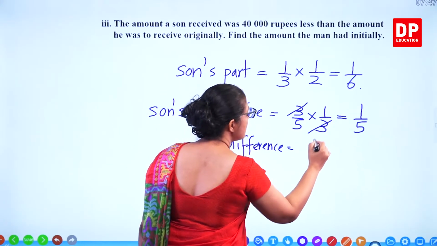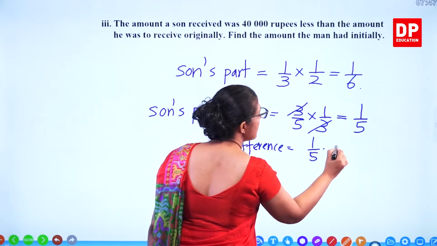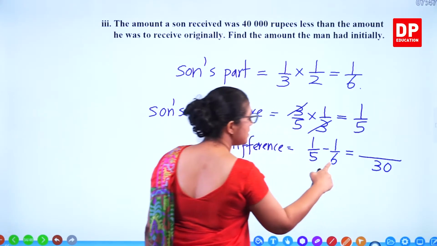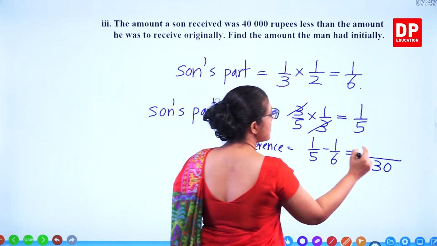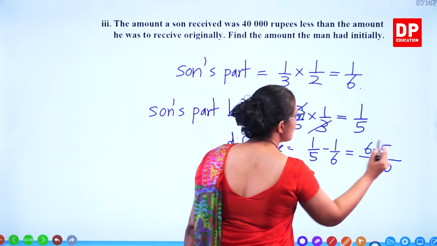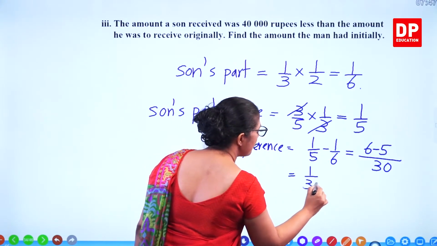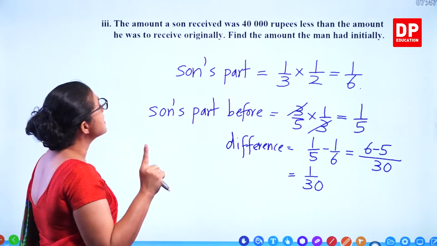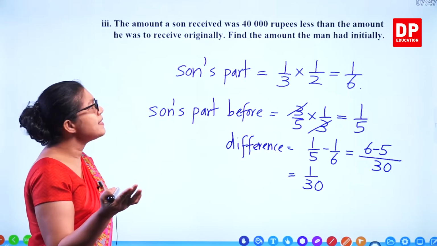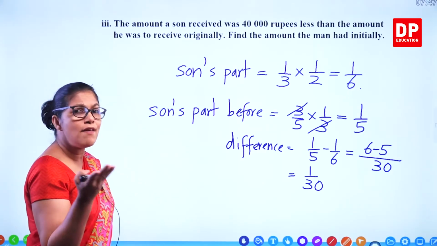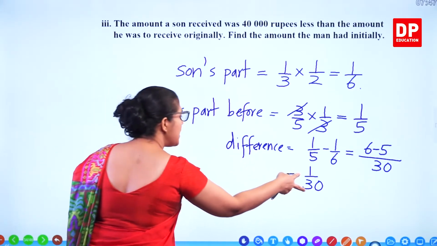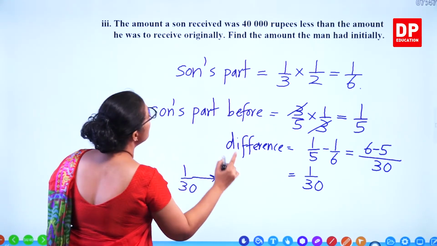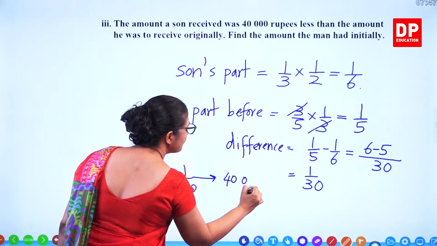becomes, this is bigger, 1/5 minus 1/6. So you get 30 is the lowest common multiple. 6 minus 5, that's 1. 1/30. So that's the difference. So it says the amount a son received was 40,000 rupees less than the amount he was to receive originally. So that means 1/30 parts means 40,000 rupees.